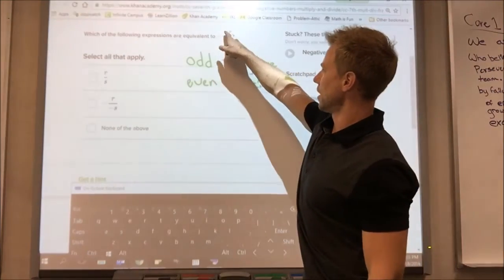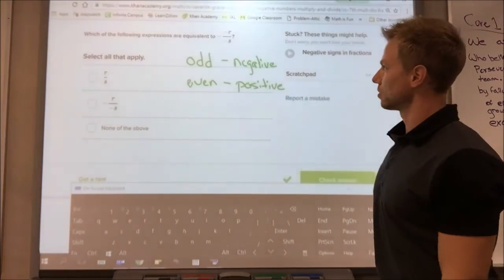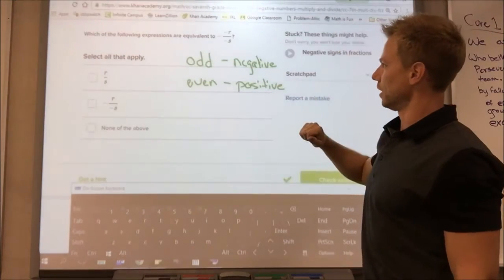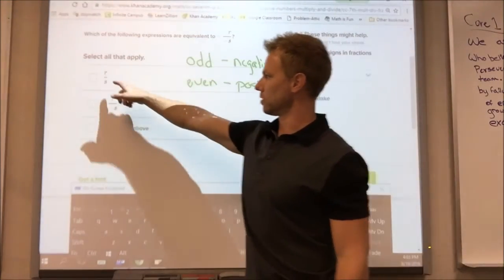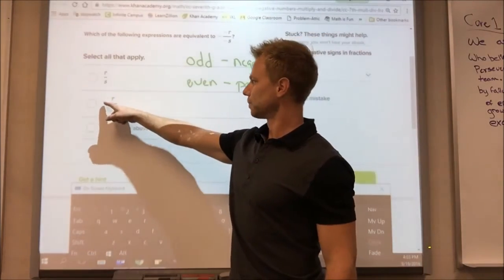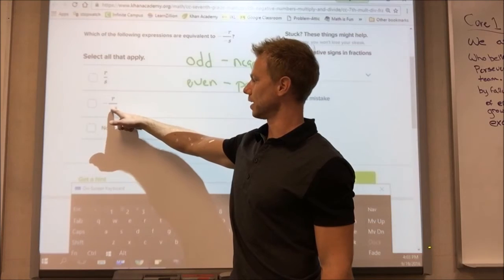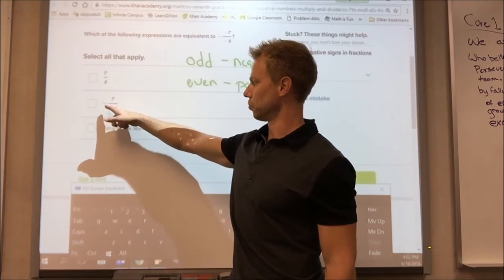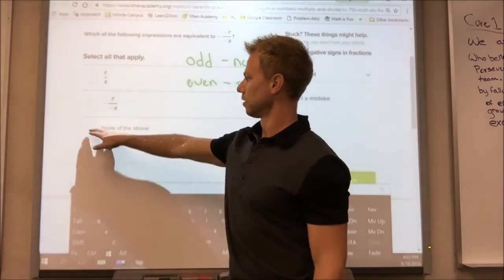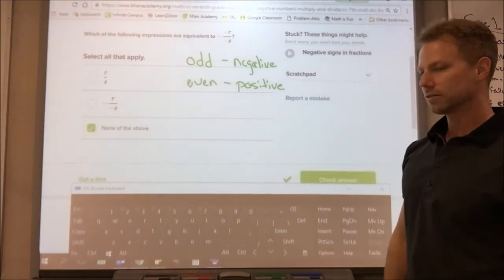So I can see here I have 1, 2, 3 negatives. 3 is odd. That's going to become a negative. Okay, so this is a positive, doesn't match that one. This one, if we simplified it, those two negatives cancel and it becomes a positive as well. So it doesn't match that one either. It doesn't match either one of these. So it has to be none of the above.